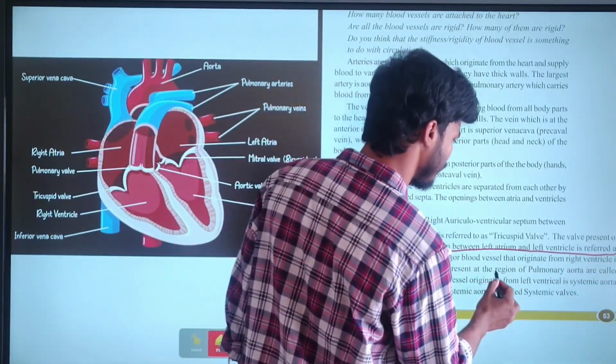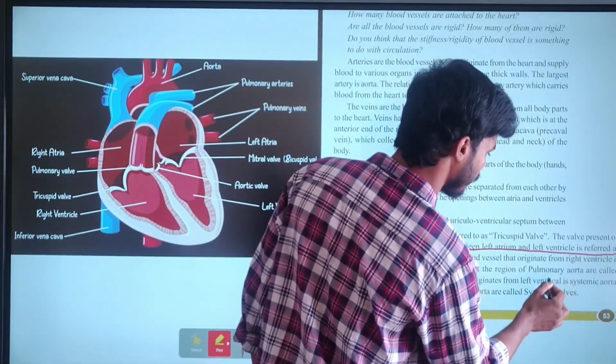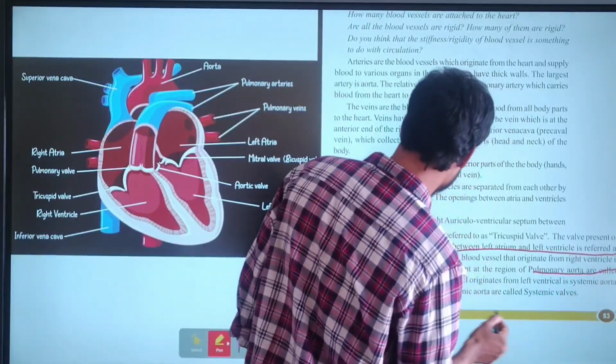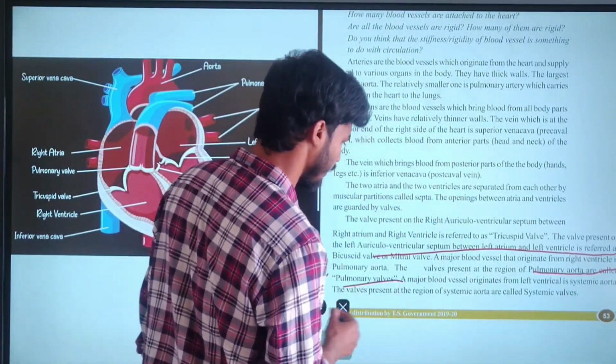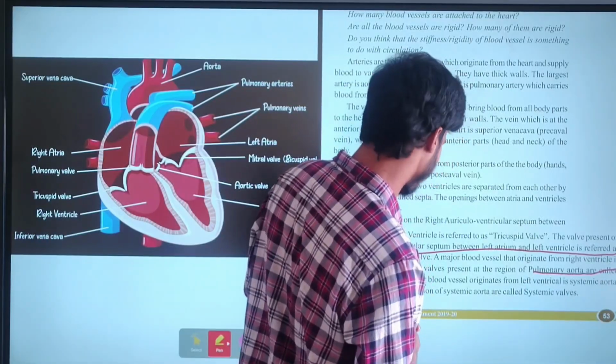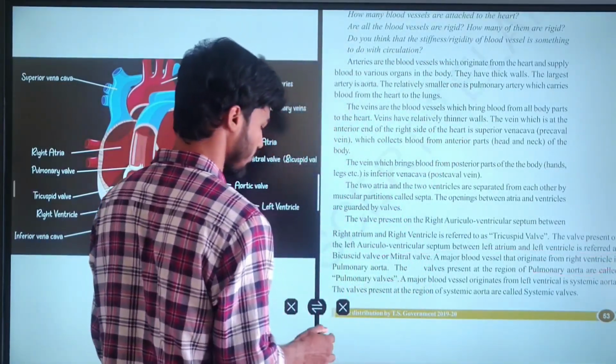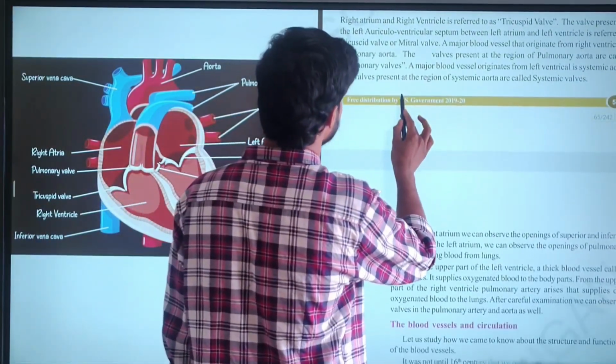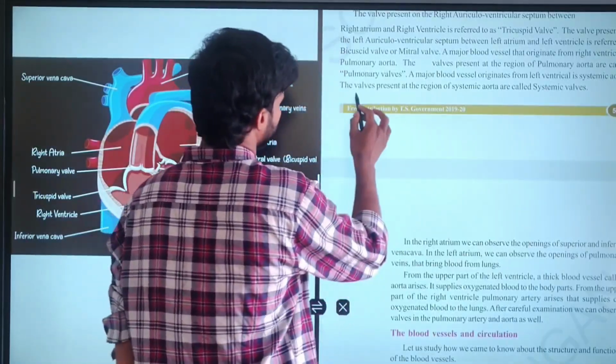The valves present in the region of the pulmonary artery are called pulmonary valves. The major blood vessels originate from the left ventricle, the systemic aorta, and its valves. Okay, look here. What is given?